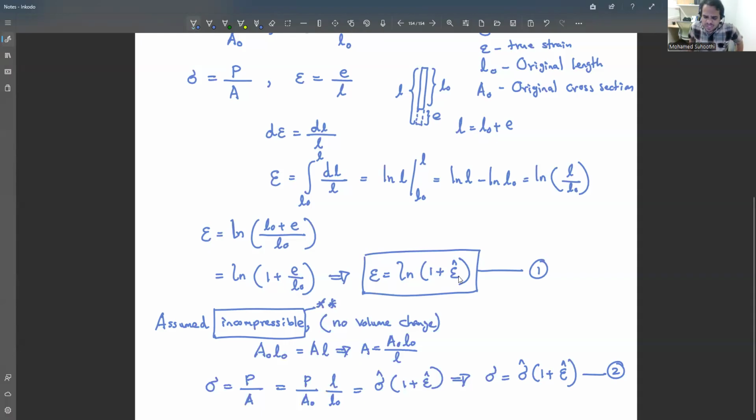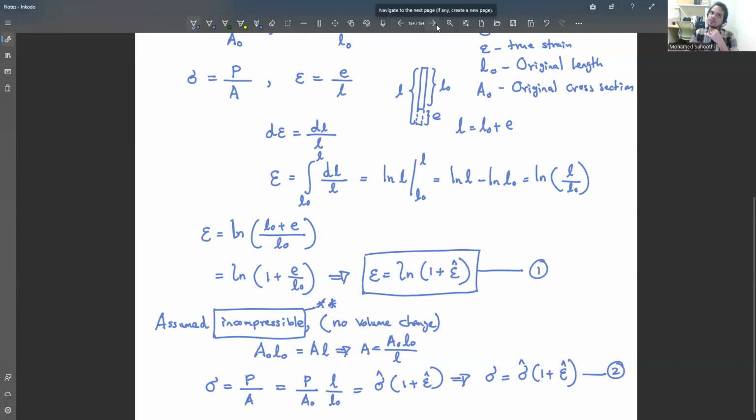If it is not incompressible, how are we calculating this? That I will tell later. Keep it in mind. Okay, right. So this is the next point.